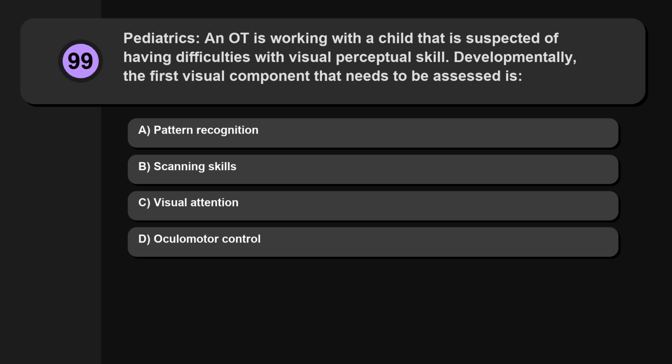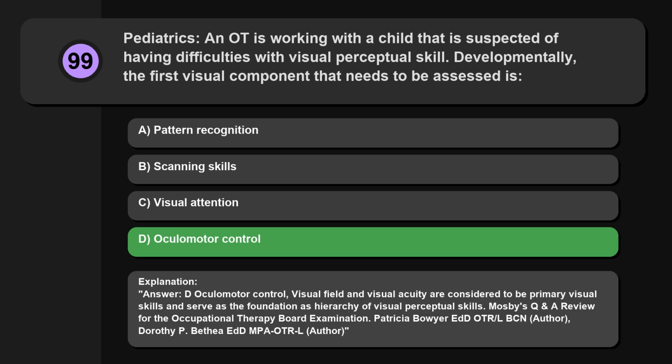Developmentally, the first visual component that needs to be assessed is option A, pattern recognition, option B, scanning skills, option C, visual attention, option D, oculomotor control. The correct answer is option D, oculomotor control. Oculomotor control, visual field and visual acuity are considered to be primary visual skills and serve as the foundation of the hierarchy of visual perceptual skills.